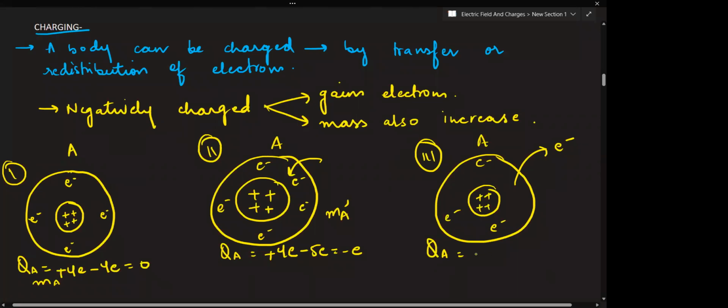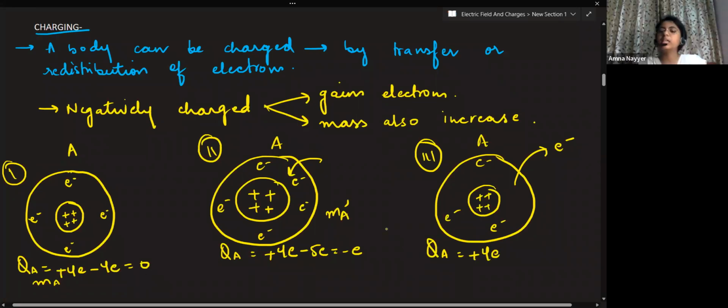Positive E. This will be plus 4E and minus 3E. So this gives positive E. This shows that the atom A is now positively charged. And let's say M_A double dash is the mass.